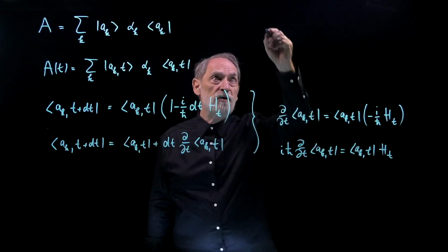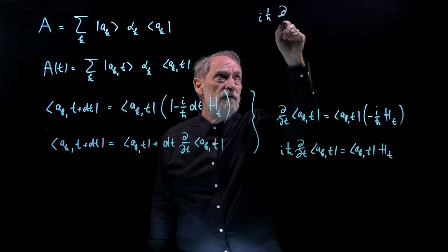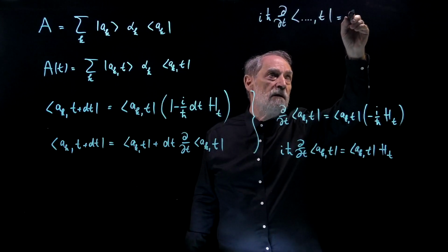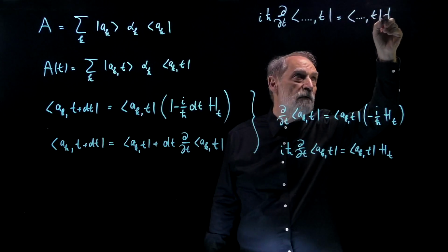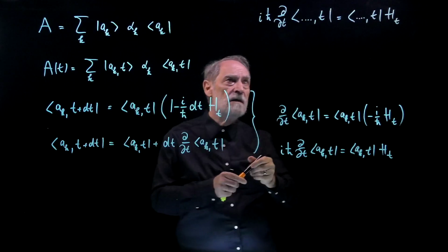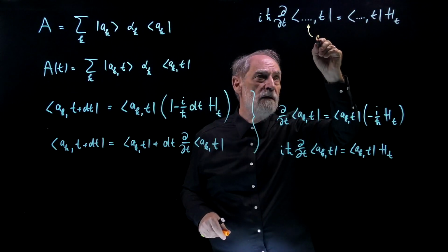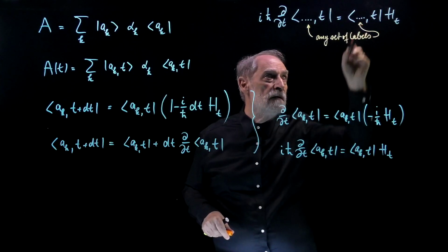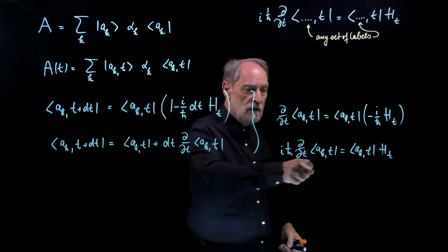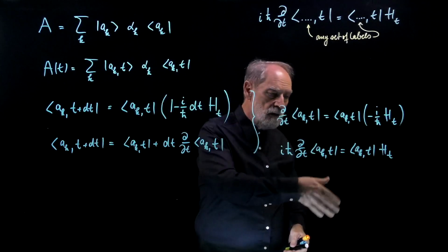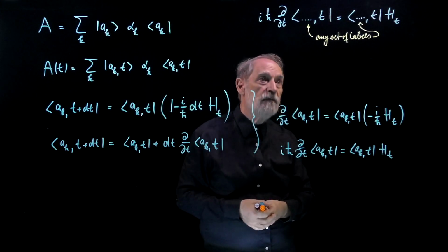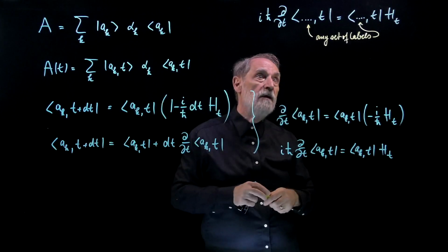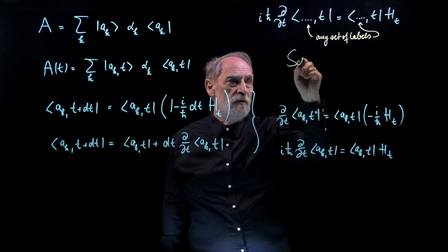So if I write this in a more general way, I write i h bar, the time derivative of a bra. Here are some quantum numbers that specify it, like this A_k, and then that's the same as that bra at time t with the Hamilton operator applied to it. So this ellipsis here stands for any set of labels that identify the bra. It doesn't have to be A_k as in this discussion. It could be a B_k, it could be a C_k, or it could be even several labels that identify the bra. Whatever they are, this is how the bra changes in time. And this very important statement is what is known as the Schrödinger equation.